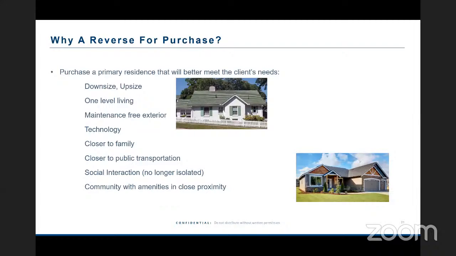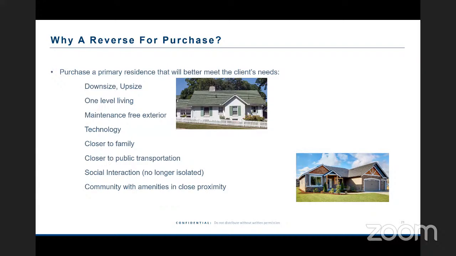Why would a borrower want to look at a reverse for purchase? They might want to purchase a primary residence that will better meet their needs. They might want to downsize. They might want to upsize. We call this downsizing, but upgrading. Don't only think that all older adult buyers want to downsize. Sometimes they actually want to purchase a larger home, maybe that has better amenities and upgrades, because this can be used to purchase new construction as well. Perhaps they want one-level living or a maintenance-free exterior.